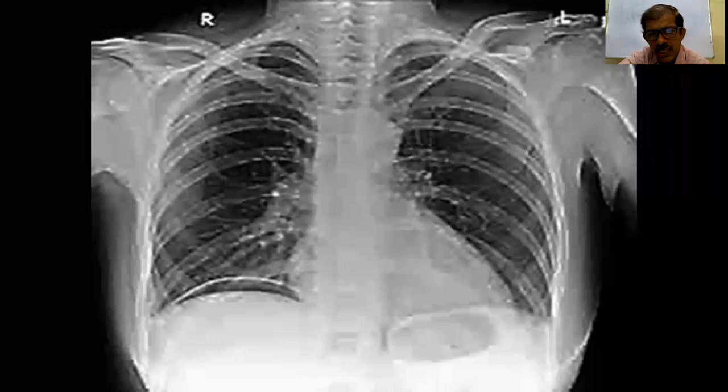And of course external causes, already we have seen, due to trauma, penetrating trauma. Sometimes there may be gas-producing organisms also. And another route is either the per-rectal or per-vaginal route also.